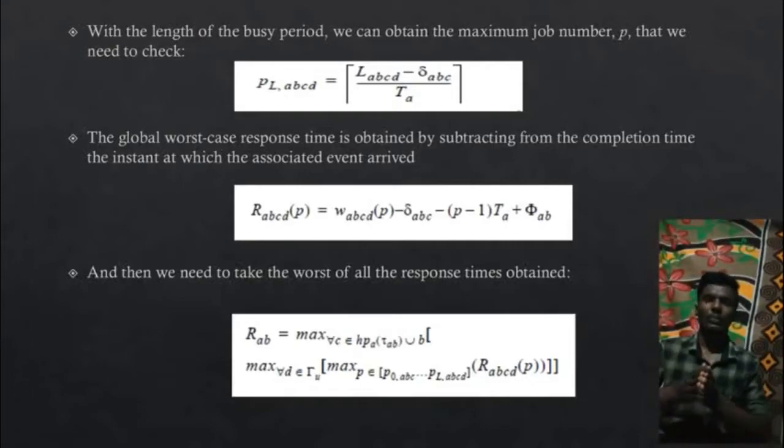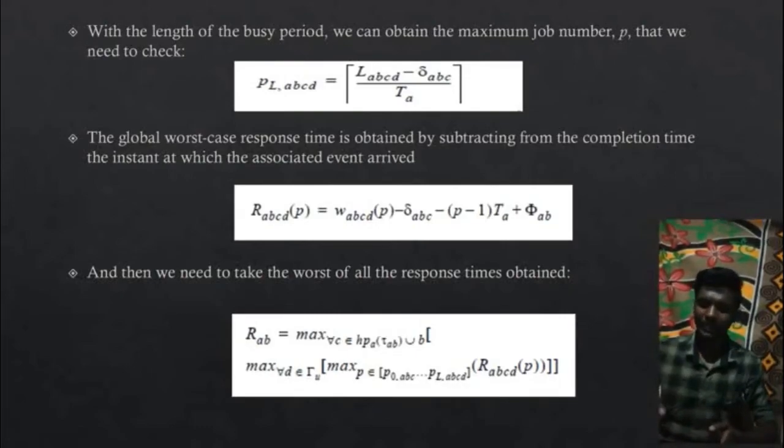Then we have to calculate the global worst-case response time, which is R_abcd of p equal to W_abcd minus delta_abc minus 1 into Ta plus phi_ab. Then we need to take the worst of all response times, which is R_ab equal to the max of all the response times R_abcd of p.